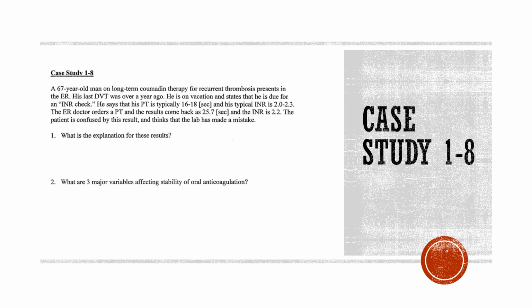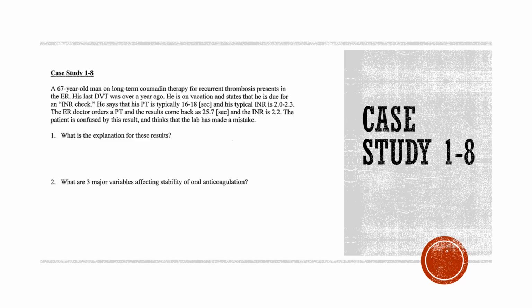Okay, a 67-year-old man has long-term Coumadin therapy for recurrent thrombosis. He presents in the ER. His last deep vein thrombosis was over a year ago. He is on vacation and states that he is due for his INR check. He says that his PT is typically 16 to 18 seconds and his typical INR is 2.0 to 2.3. The ER doctor orders a PT and the results come back as 25.7 seconds, but the INR is 2.2. The patient is confused by this result and thinks that the lab has made a mistake.